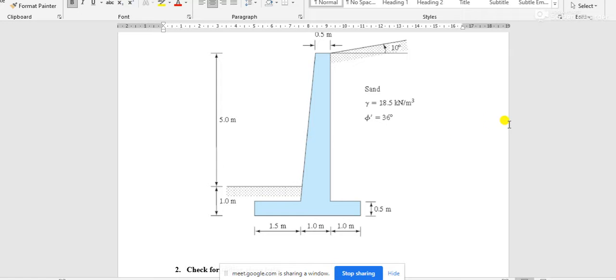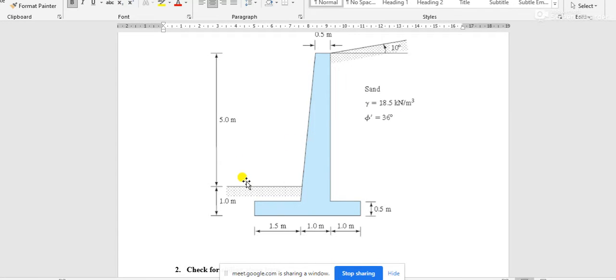So first of all, you have to calculate the total active thrust or total active load. And as there is an inclination in the backfill soil surface, obviously we can assume the active earth pressure and active thrust are acting inclined by 10 degree with the horizontal surface, in this way.